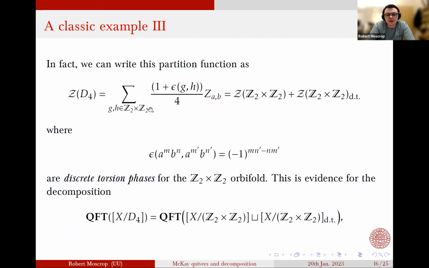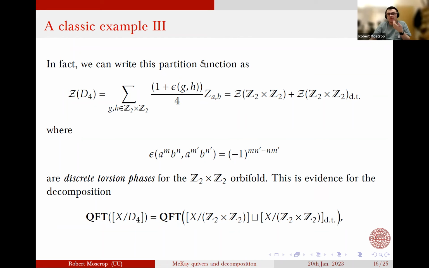So I can write it as a sum over, say, the AB or the GH. I think this should be GH here, sorry. Where this epsilon GH here will be 1 if it's present in the expression that I had previously, or -1 if it's missing. Right? So this is just a technical rewrite, and right now I haven't given this any physical meaning. But if I do so, then I can pick out the first term here as just the torus partition function for the Z2 cross Z2 orbifold. So the question is, what does this second term really mean?